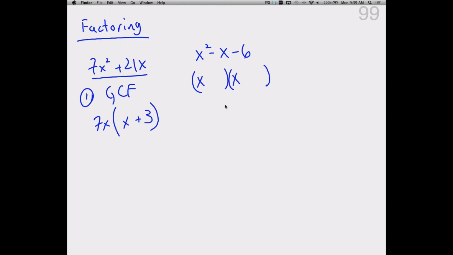Now, the other 2 spots have to be filled by 2 numbers that when multiplied together they equal -6, but when added together they equal -1. Good. So what 2 numbers multiply together to give you -6 and add together to give you -1? -3 and +2.